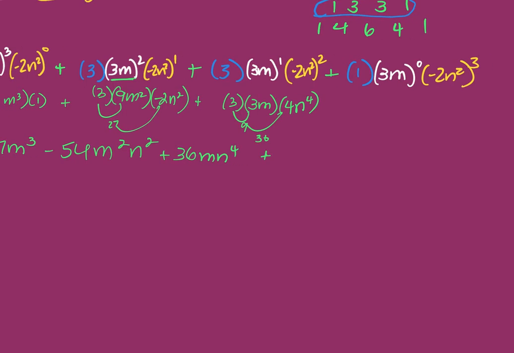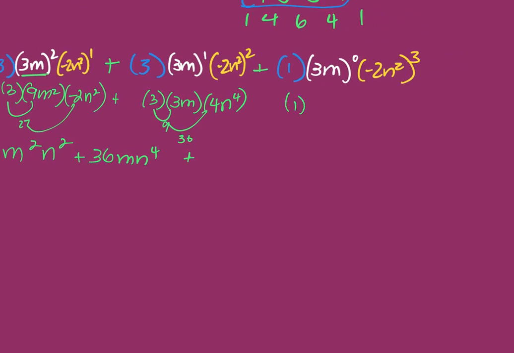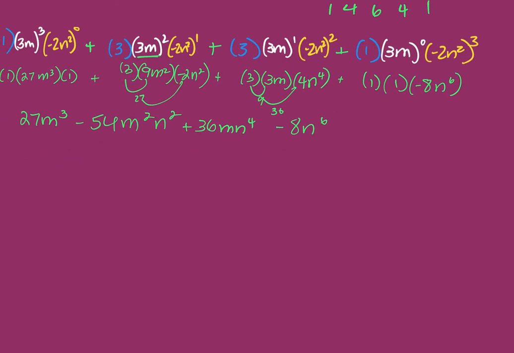Then plus, last one, this is 1, because anything raised to the 0 power is 1. Negative 2 to the third is negative 8, n to the 6. When we raise a power to a power, we multiply. So then this actually becomes a minus 8n to the 6th. So there's your expanded binomial.